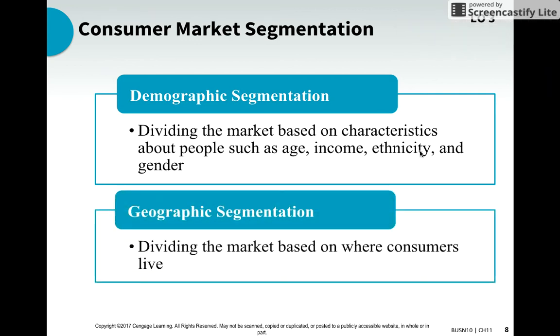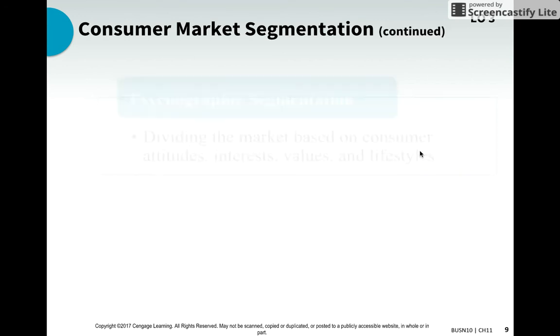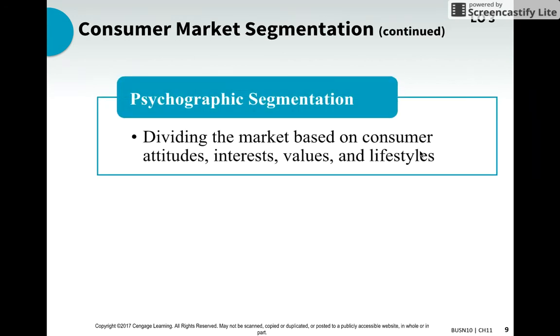Then there is also geographic segmentation. So it's dividing the market based on where consumers live, so geographically or their location. And then there's also psychographic segmentation. So this is dividing the market based on consumers' attitudes, interests, values, and lifestyles. So that's stuff that cannot be measured.